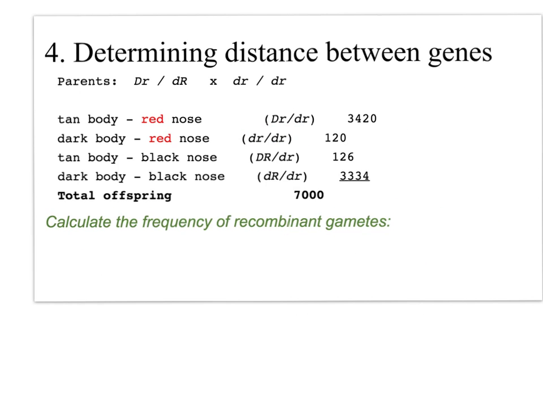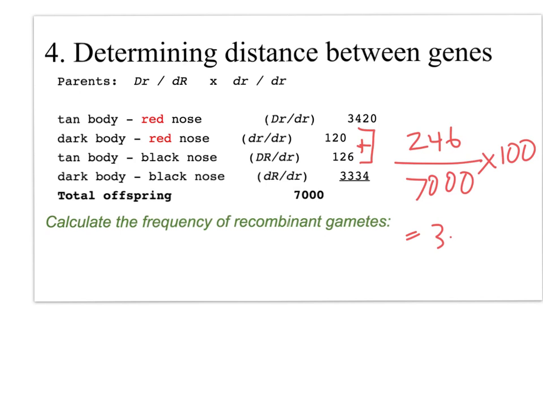The last question, calculating the frequency of these recombinant genes, is very straightforward. All you do is find what those two recombinant totals are and add them together. If we were to add that up, we'd find that 246 total over our 7,000 total progeny will equal a certain percent. We multiply this by 100 to express it as a percent, and it turns out that that is 3.5% total. And all we're saying there is that when we take the proportion of offspring who are recombinant, these ones that required recombination to occur to be produced, 3.5% of the time you're going to see recombination.